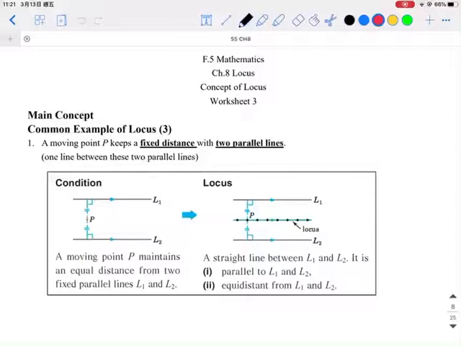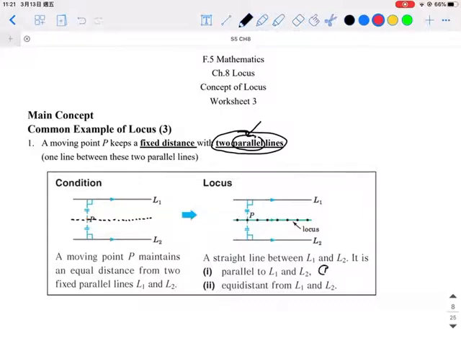Now, the keyword is two parallel lines. Okay, the keyword is two and parallel. You remember this word, parallel. If P keeps a fixed distance from two parallel lines L1 and L2, then it should be the middle line, which is parallel to and between L1 and L2. So how can I describe this locus?